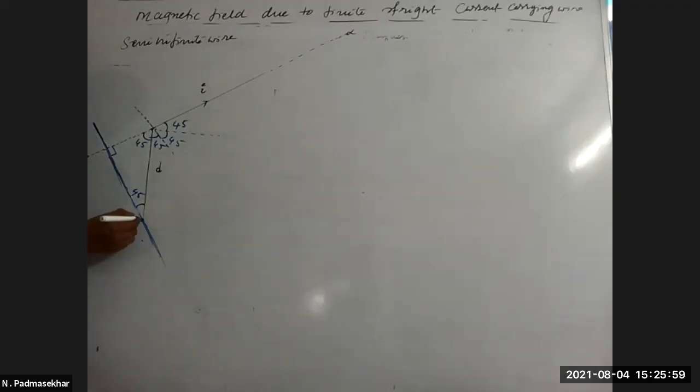So this distance is from here to here. This distance is the perpendicular distance. It is A. Perpendicular distance A.